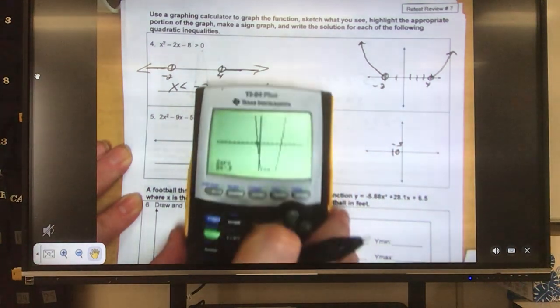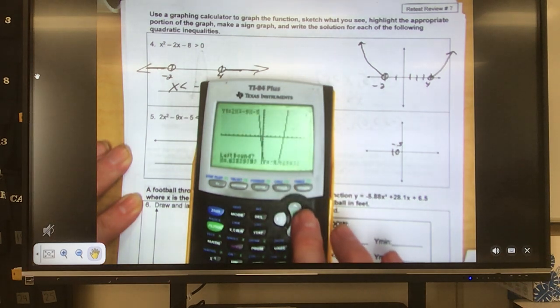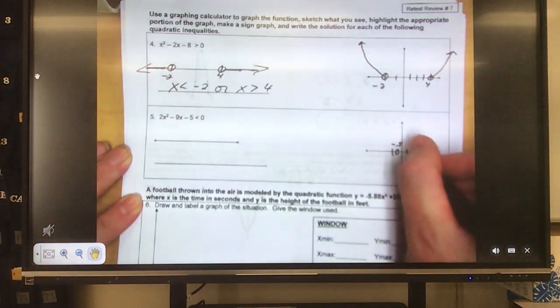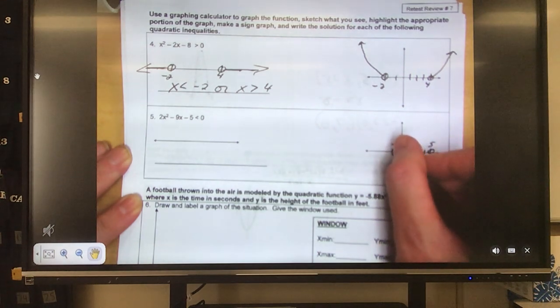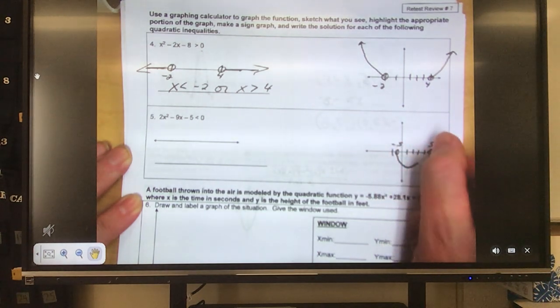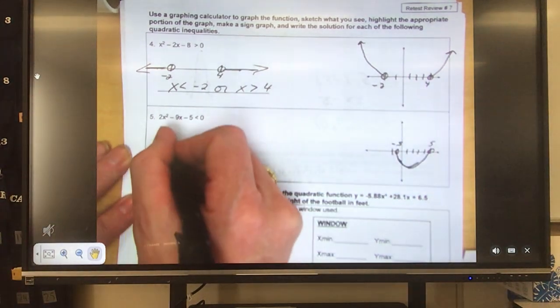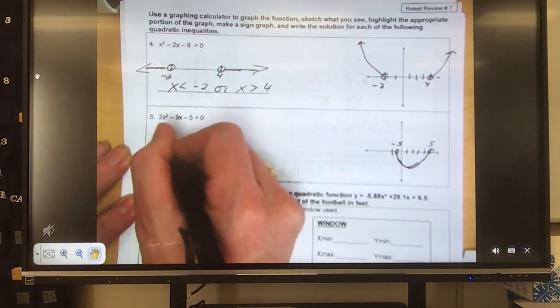Okay. Next one. Second trace. Number 2. Go over here for a left bound. Left bound is below on this side. Enter. Right bound is above. Enter. Enter. And it tells me 5. Open circle. Okay. So I go from -0.5 up to 5. Both are open.